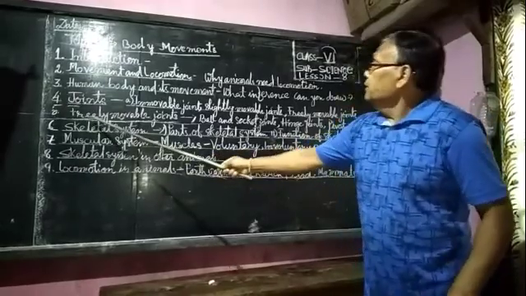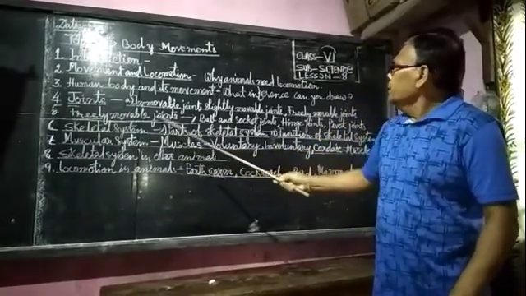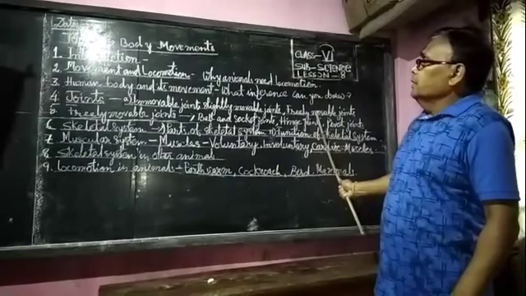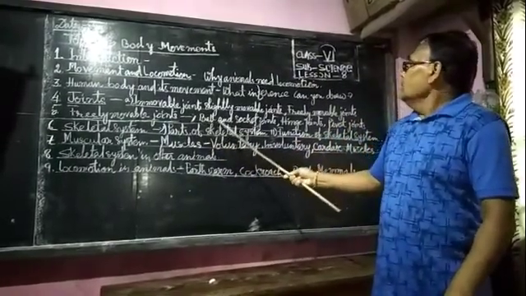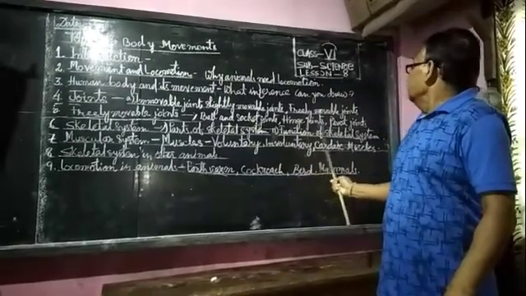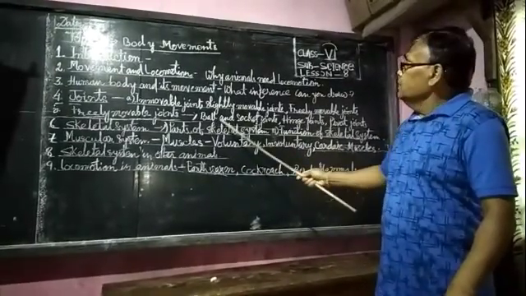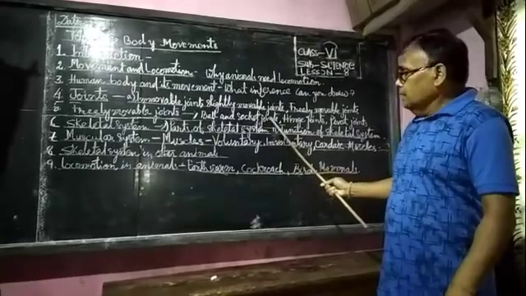Our next point is freely movable joint. That is the last of these. Freely movable joints include ball and socket joint, hinge joint and pivot joint. Now we will discuss the ball and socket joint.